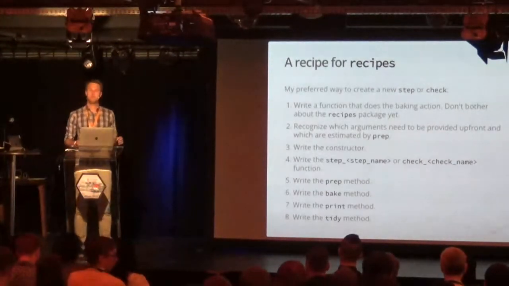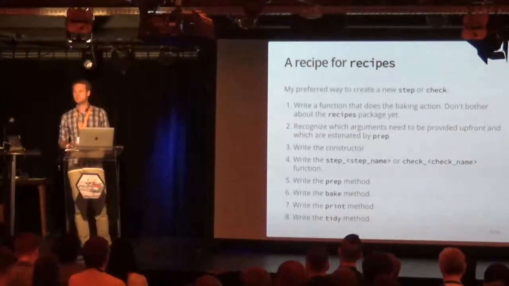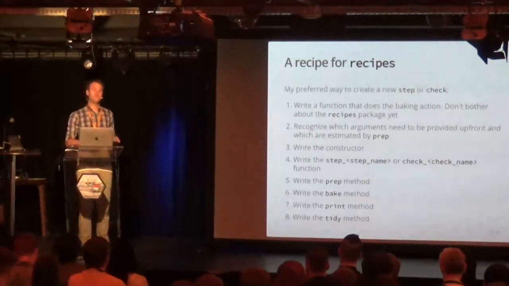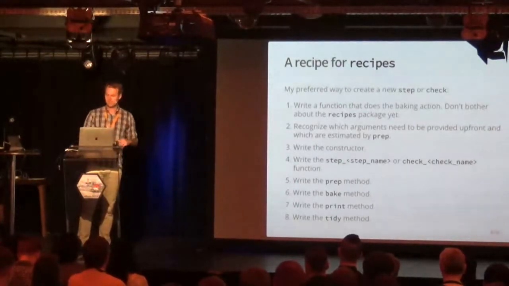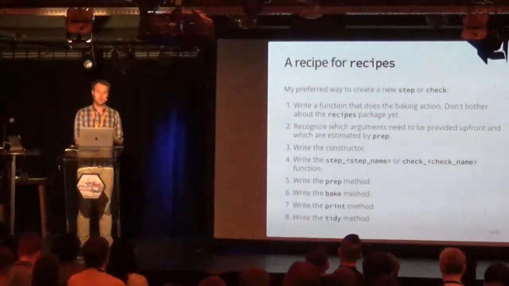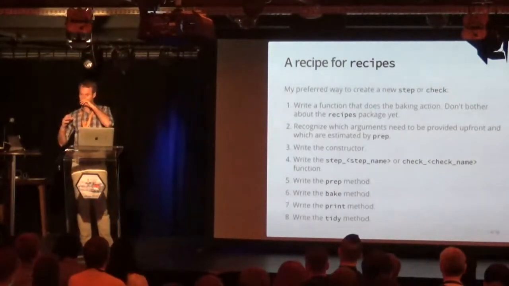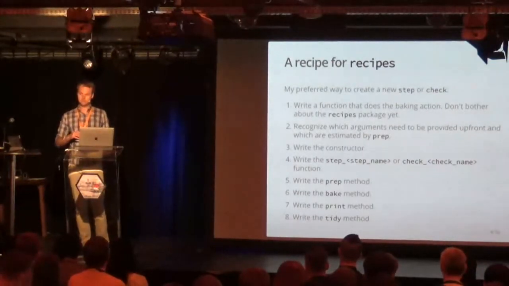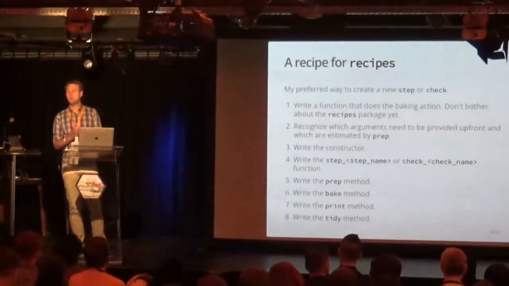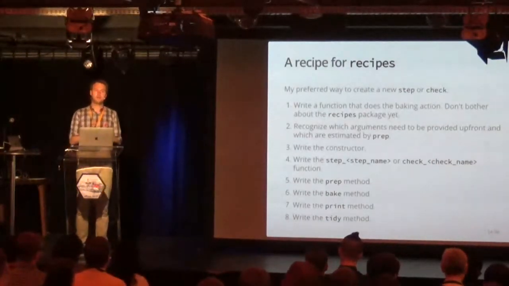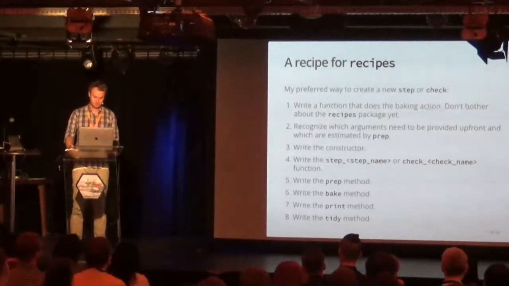So first, I think the best way to provide a new step or check is to not bother about recipes at all, but just focus on functionality, the thing you want to do in your bake. That's in the bake step eventually. And then you're going to sit down and think, well, which of these arguments should be provided up front in the step or check function to add it to the recipe, and which should be learned by the prep method of your step.